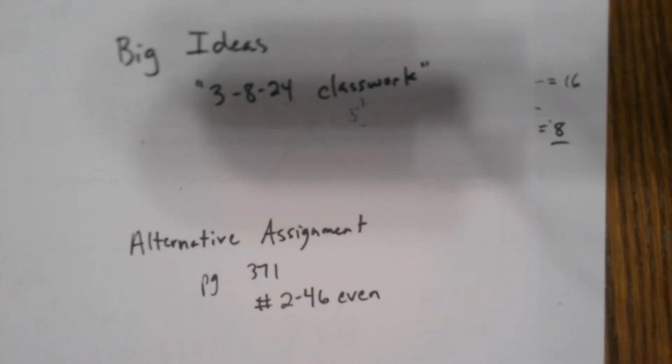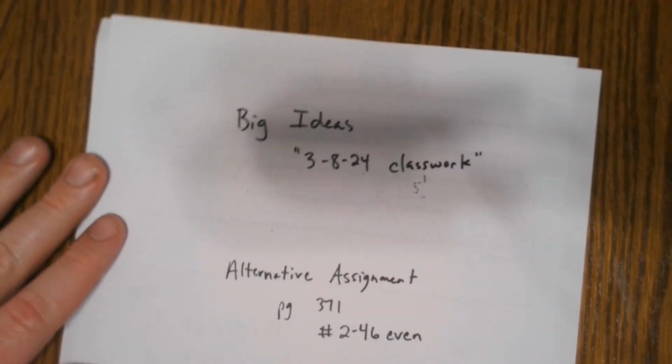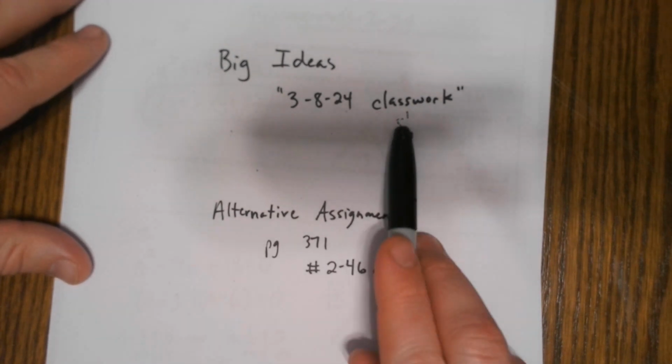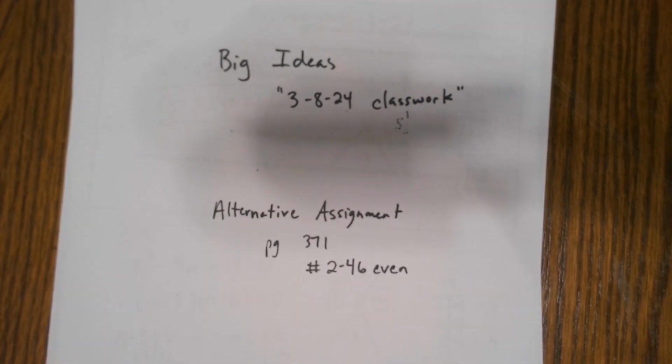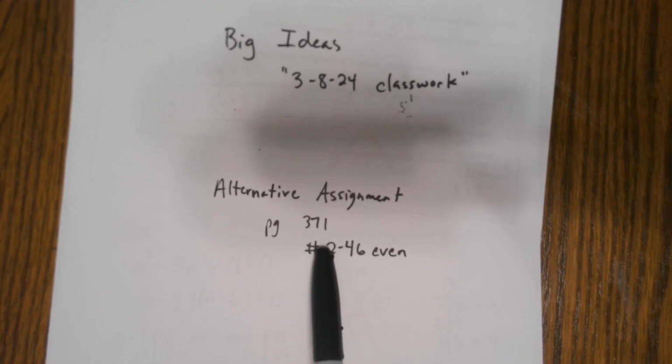Okay, our assignment today, we're going to do big ideas 3, 8, 24 classwork. That's what we should be doing. If for whatever reason you don't have a Chromebook or access to a Chromebook, you can do this alternative assignment, which is page 371, numbers 2 through 46 even.